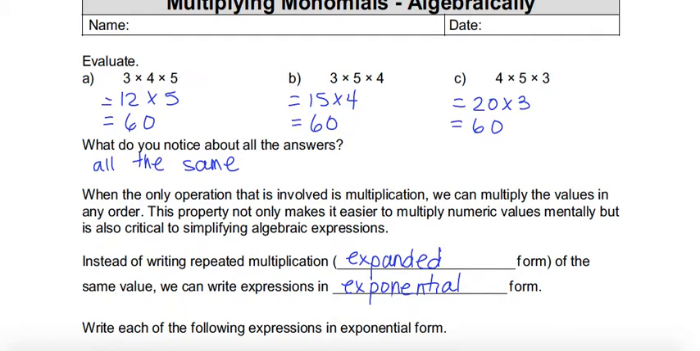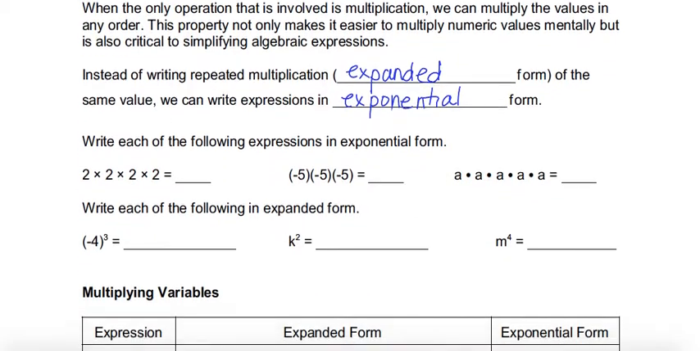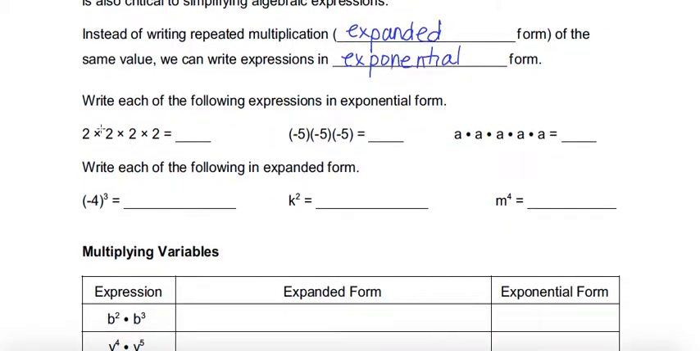Exponential form is exactly what it sounds like. It involves an expression that uses exponents. So instead of writing 2 times 2 times 2 times 2, we can write this expression as 2 to the power of 4 because there are 4 2's being multiplied together.